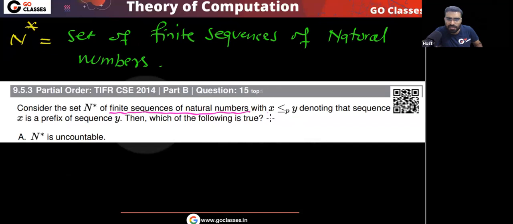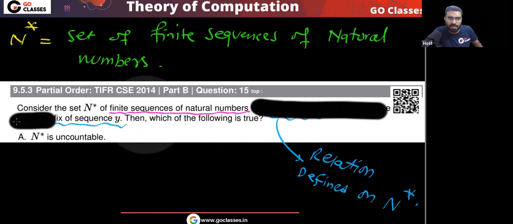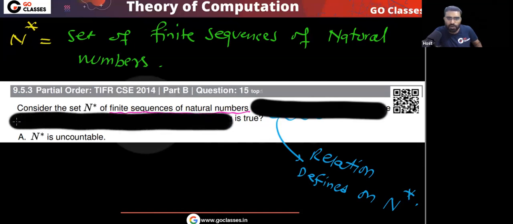And then we are doing something. See, this is just a relation defined on N star. Remember, this does not have anything to do with the elements. This is just a relation defined on N star. We don't care about it. Is this clear? We only focus on N star. Forget about everything else. Just focus on N star.